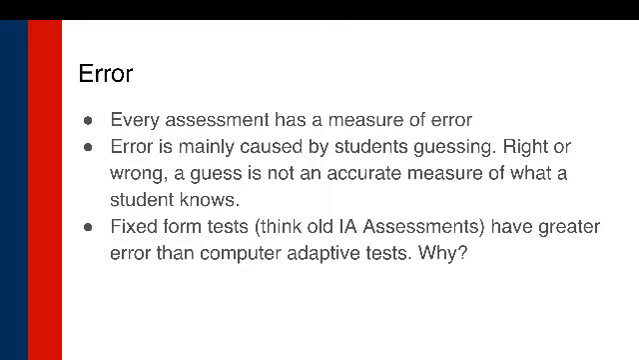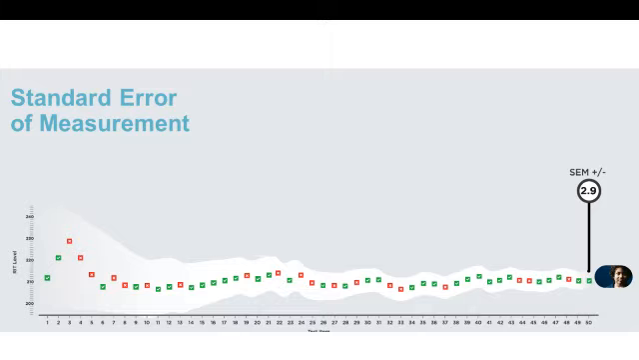On a computer adaptive test like MAP, the questions adjust and change depending on the student's previous answer. So if a student gets a question right, the next question might get a little bit harder. If the student gets a question wrong, the next question might get a little bit easier. And the purpose of that is to try to more accurately pinpoint what a student actually knows and is able to do. So think of it this way.